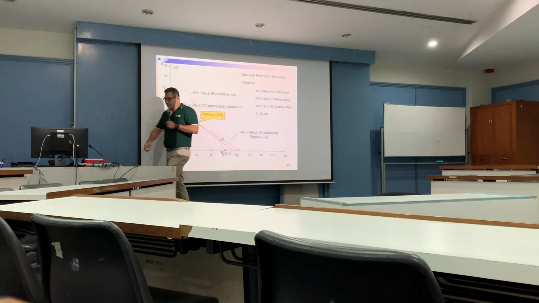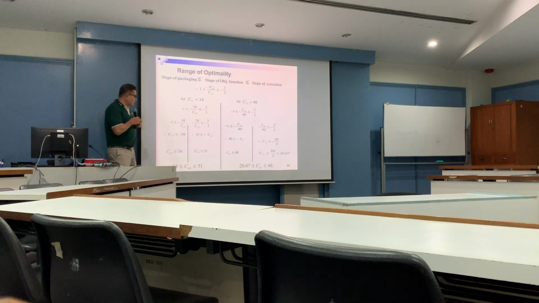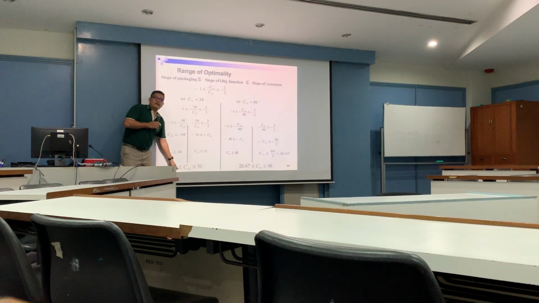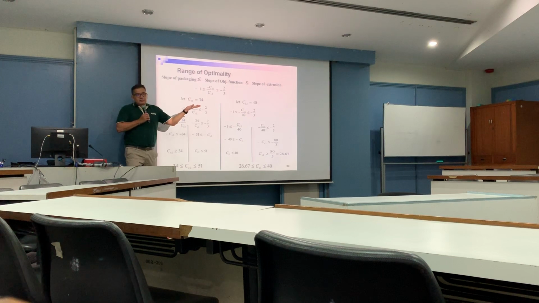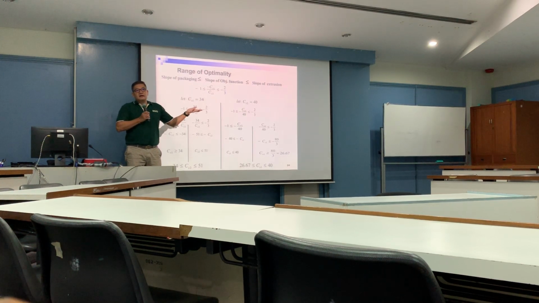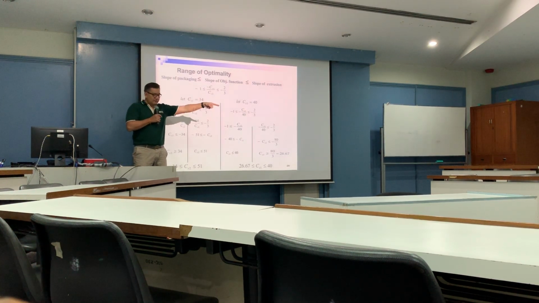Let me check with the sensitivity analysis. Let me check with the range of optimality. 35 is still in the range. I don't have to do the new calculation. I can tell that, okay, you still make x1 = 3, x2 = 6. You still have the maximum profit.